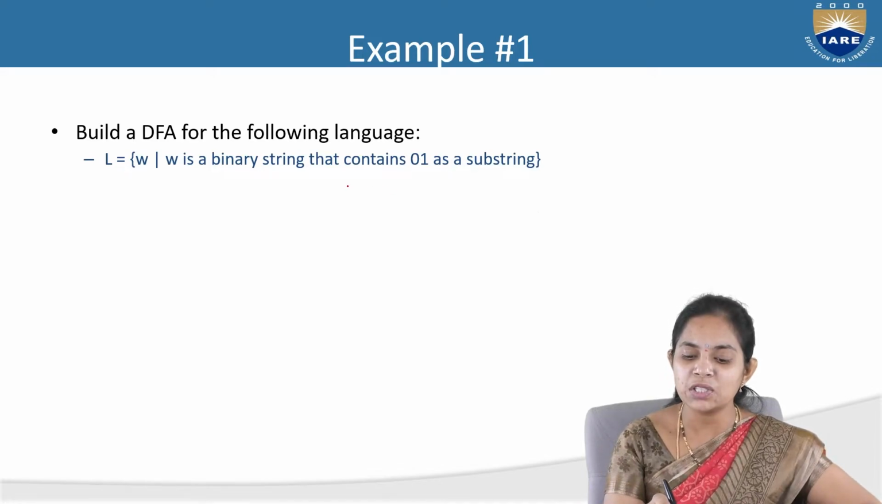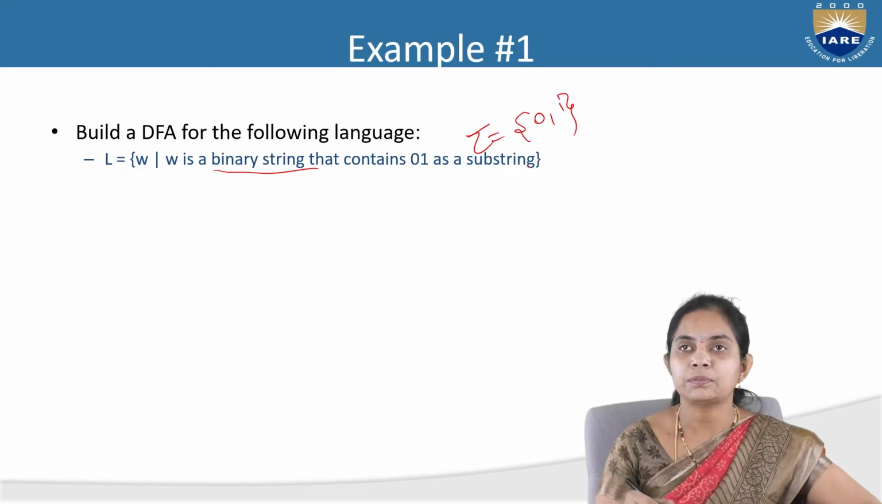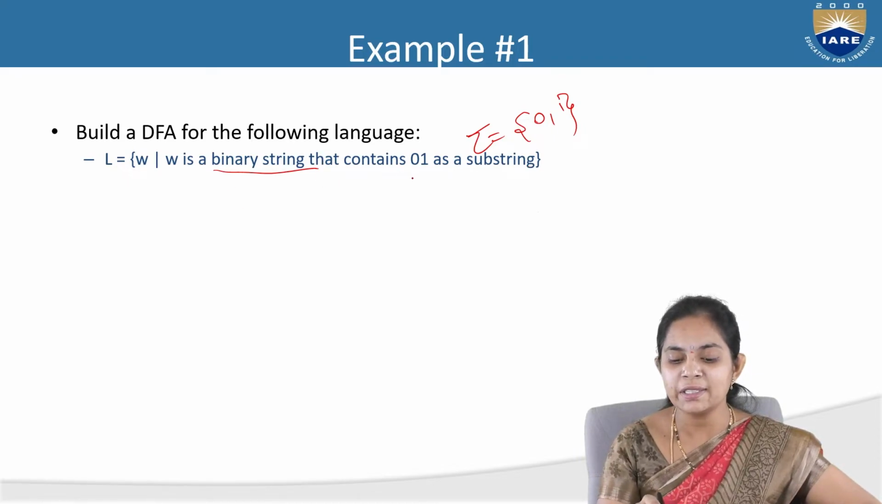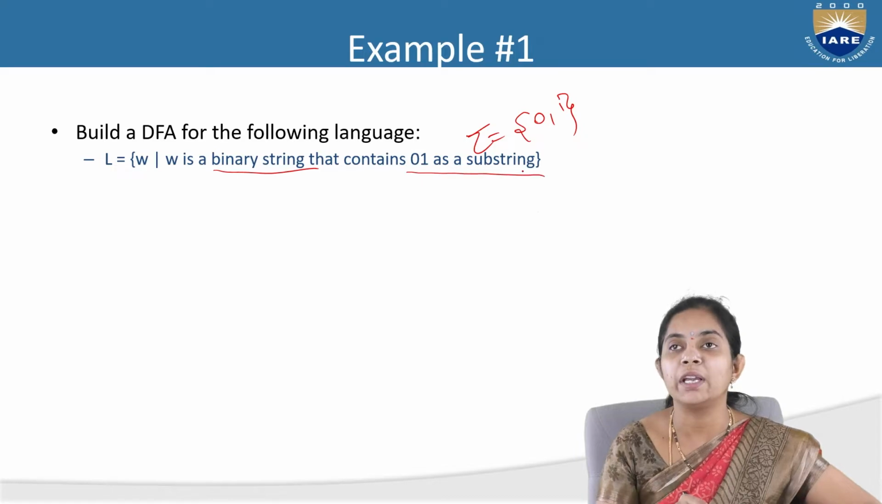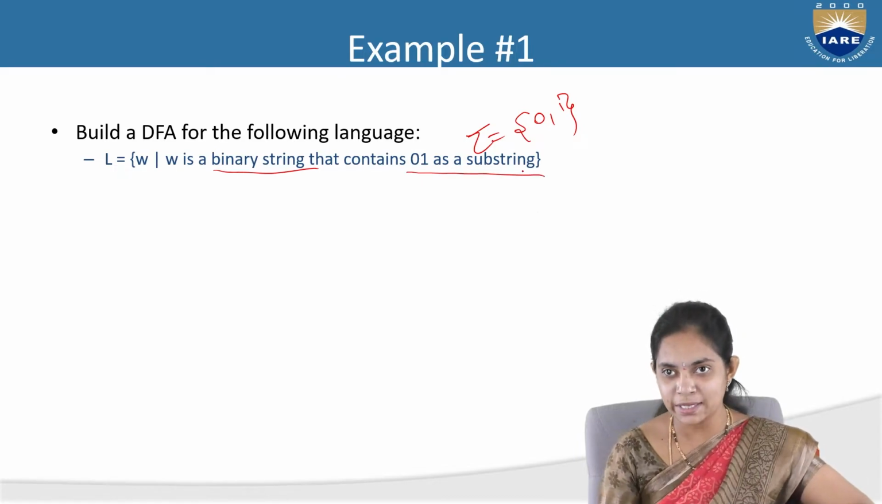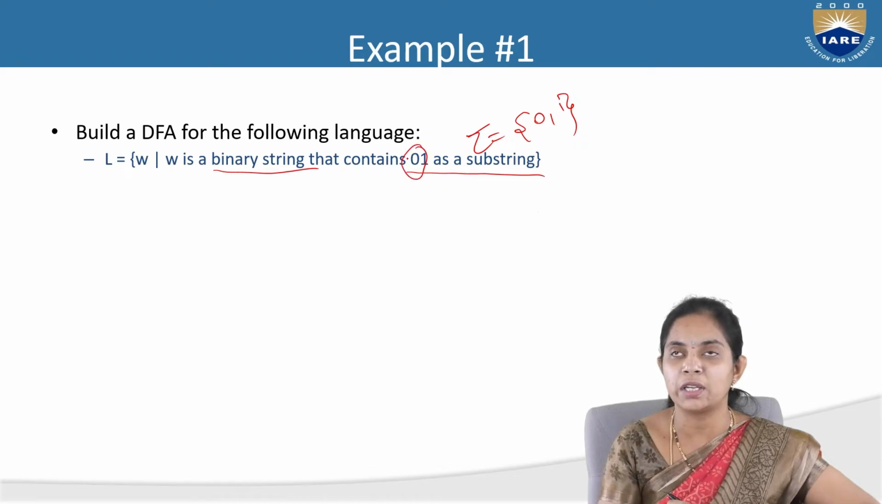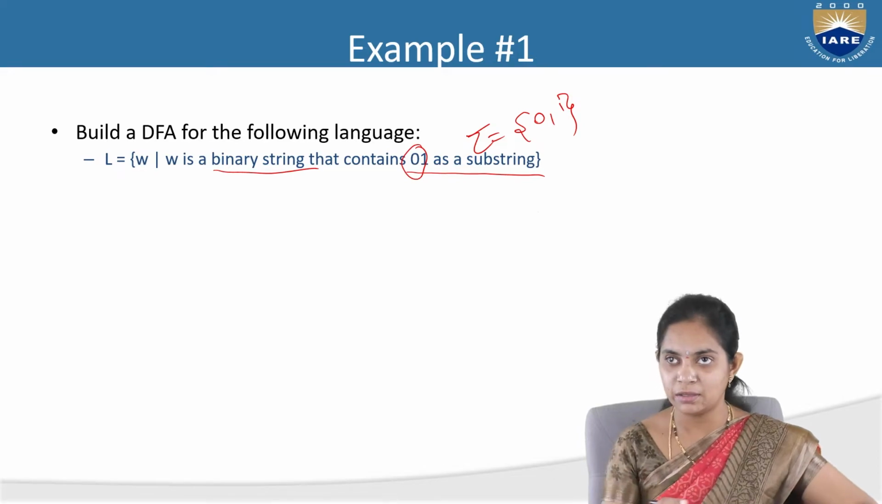What is the condition? W is a binary string over the alphabet sigma, which contains 0 and 1. So here, the binary string contains 01 as a substring. We are saying that 01 should be there in the string. For this we have to construct a DFA.